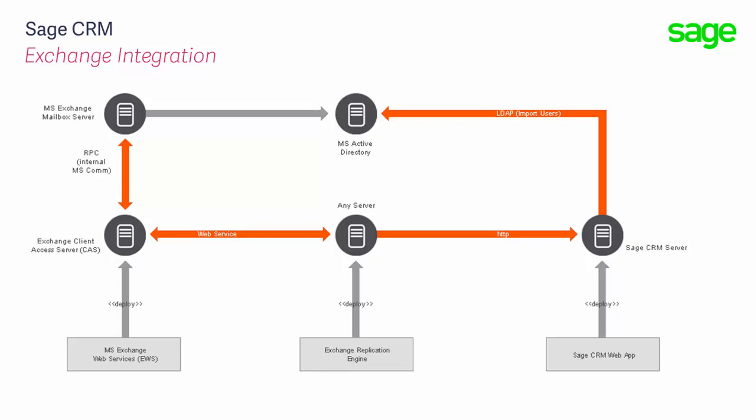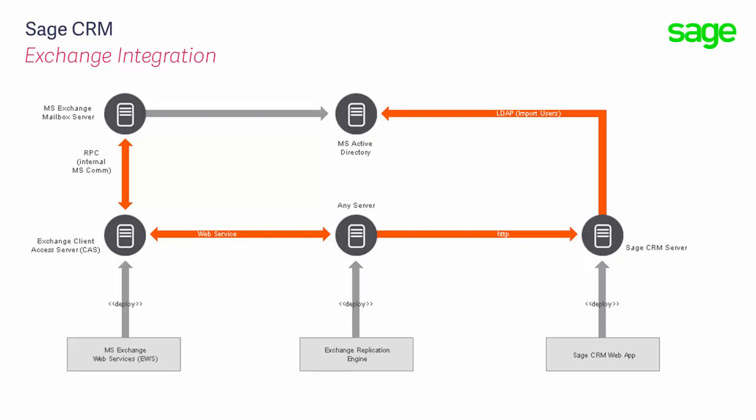Those users can be accessed inside Sage CRM, because it's an LDAP server, using a feature within Sage CRM called Active Directory Provisioning. So basically you can import all of the different Exchange users all the way through into Sage CRM. Those users can then be enabled for Exchange integration. The Exchange integration is turned on, if you like, and we're going to be using a particular set of configurations.